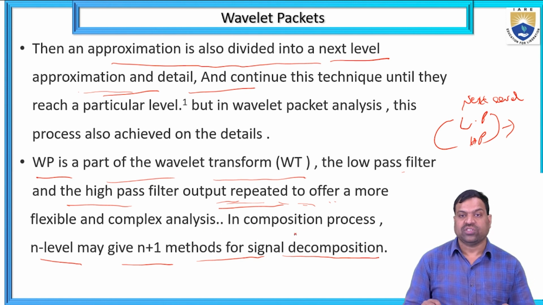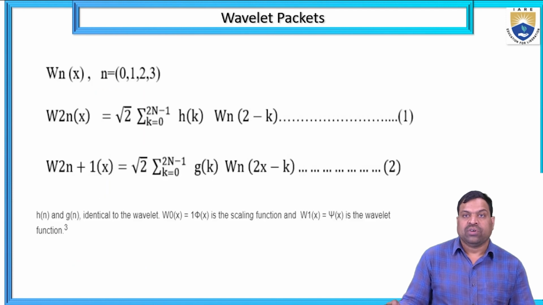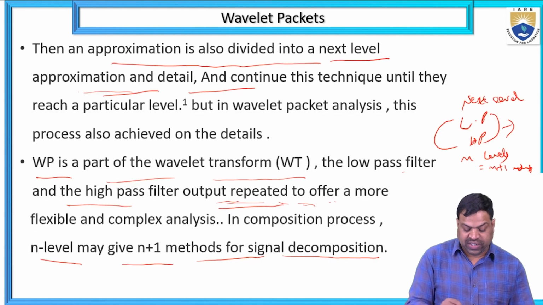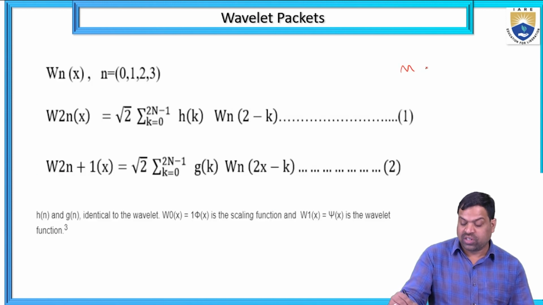In the decomposition process, n levels may be given as n+1 methods. Okay, n levels we are taking as n+1 methods. For the n levels, n+1 methods we are taking for the signal decomposition. So the equation for the wavelet packet is Wn of x, with n equal to 0, 1, 2, 3. Here we already took n levels, that is n+1 methods. So here I am taking n levels, n equal to 0, 1, 2, 3.